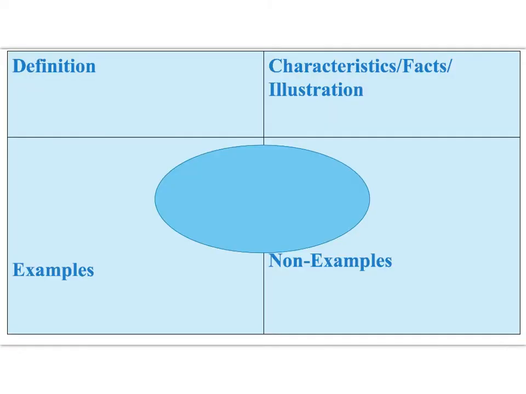So today's video is really just mostly vocabulary that we're going to need to be successful. And so this is the model that we're going to use for a lot of our vocab words. The little circle can be right in the middle of that cross if you want. But we need to know the definitions, characteristics, facts, illustrations, examples, and non-examples.